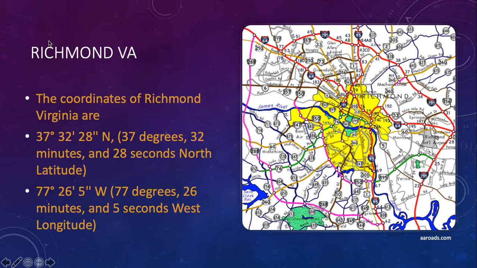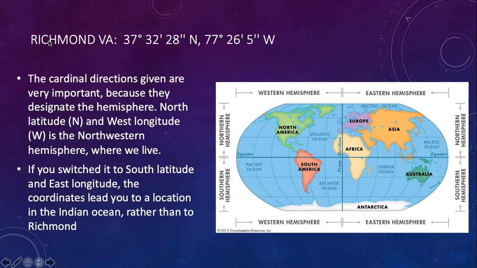The coordinates of Richmond, Virginia are 37 degrees north, 32 minutes and 28 seconds, and 77 degrees west, 26 minutes and 5 seconds. It's very important to designate north and west here, because if you looked for the same location south and east, you'd be in the Indian Ocean rather than in Richmond, because we are in the northern hemisphere and the western hemisphere.